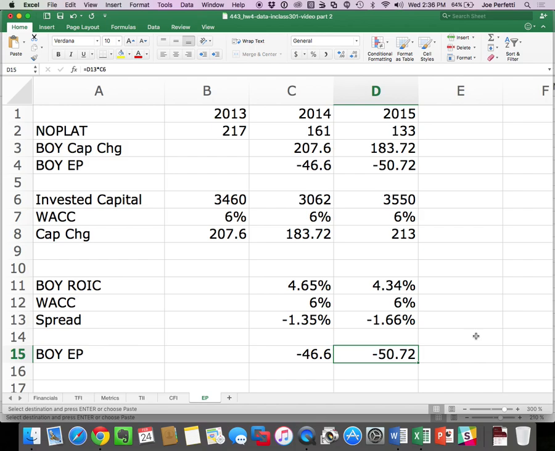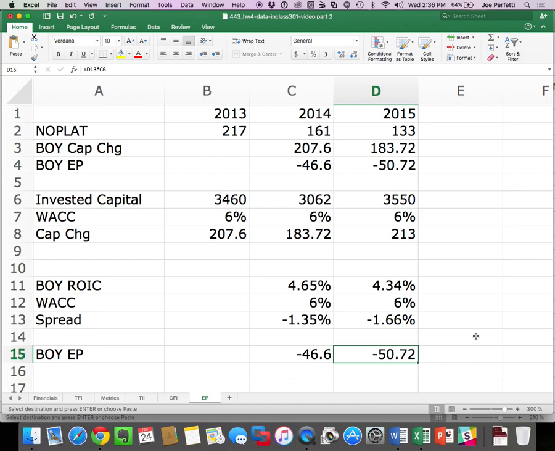Yeah, go ahead. I would say it's destroying value. Because, well, first of all, the ROIC is less than its WACC. So for every dollar invested, they're actually losing money. The more they grow, the more they lose money. Okay. All right. So partial credit.